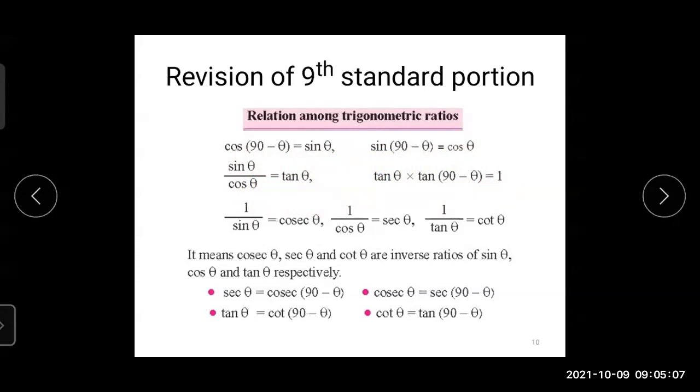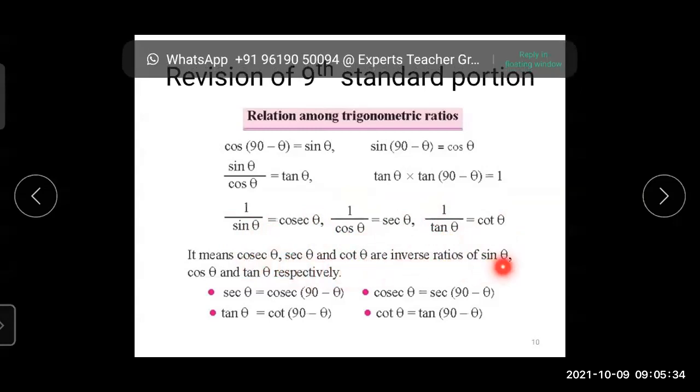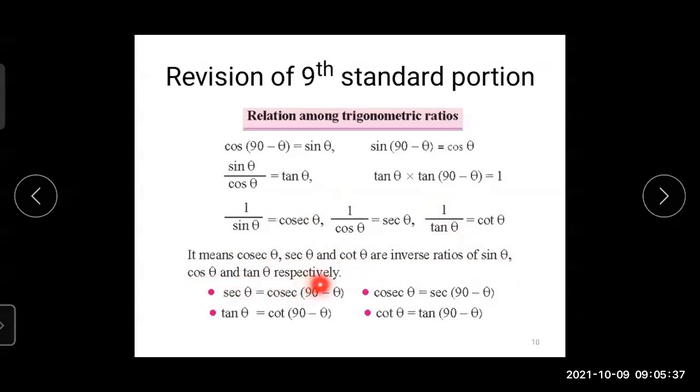So 1 upon sin theta is equal to cosec theta, 1 upon cos theta is equal to sec theta, 1 upon tan theta is equal to cot theta. This all you have studied in standard 9. These are new: cosec, sec, cot. These ratios are new for you, but you have already studied sine, cos, and tan. It means cosec theta, sec theta, and cot theta are inverse ratios of sine theta, cos theta, and tan theta. Cosec is the inverse of sine, sec is the inverse of cos, and cot is the inverse of tan.